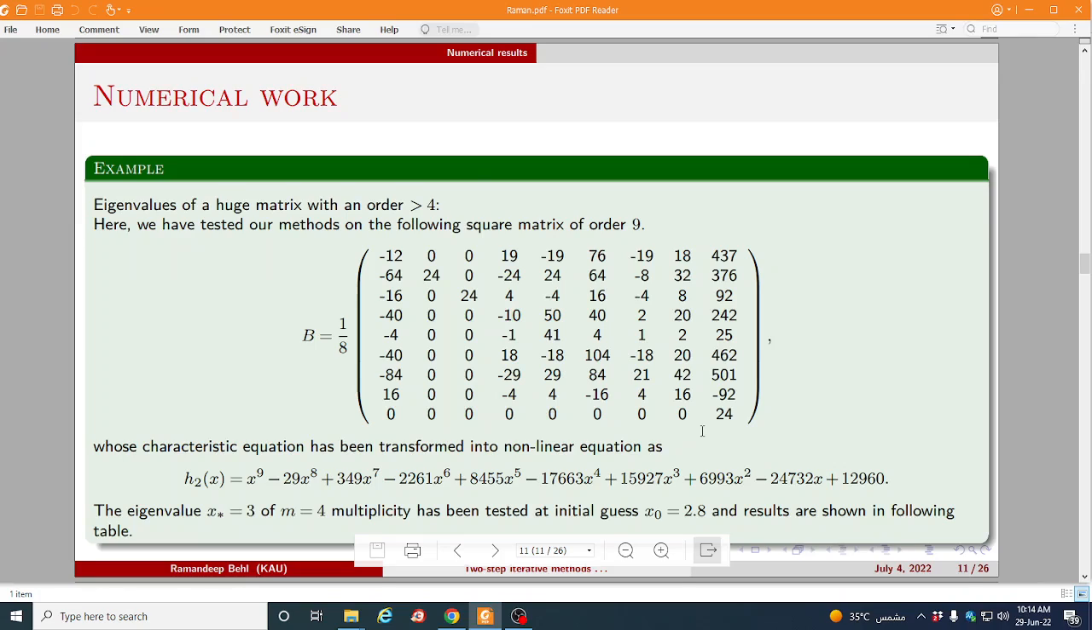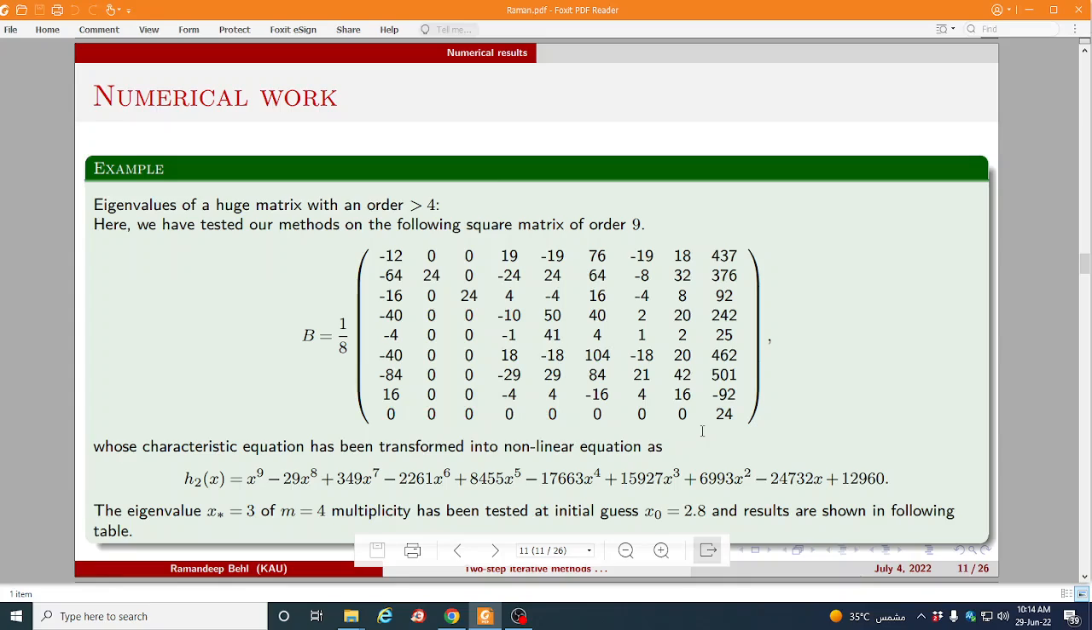So here we choose the first problem, eigenvalue problems. Whenever we have any matrix whose order is greater than 4, it is hard for us to find the eigenvalues of that. So here we can use iterative methods to find the eigenvalues.